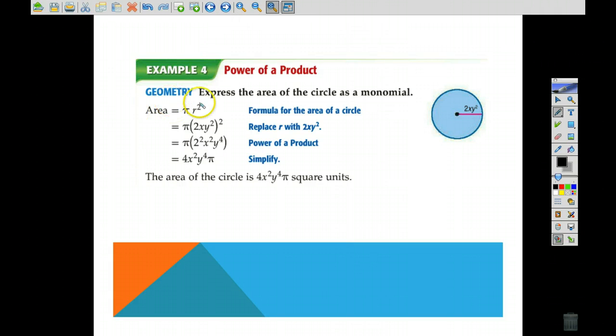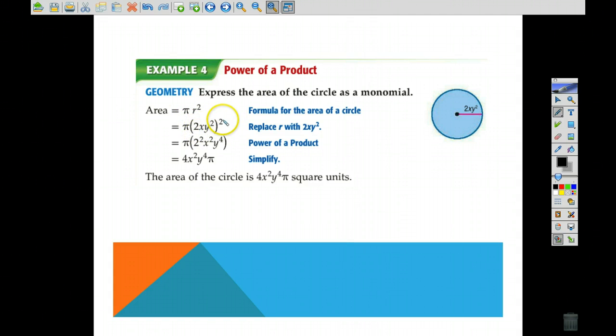Here's an example for geometry. Express the area of a circle as a monomial. Okay, so we know the area of a circle is pi r squared, where your r is your radius. And here they're saying the radius is 2xy squared. So I'm going to substitute the r with 2xy squared.